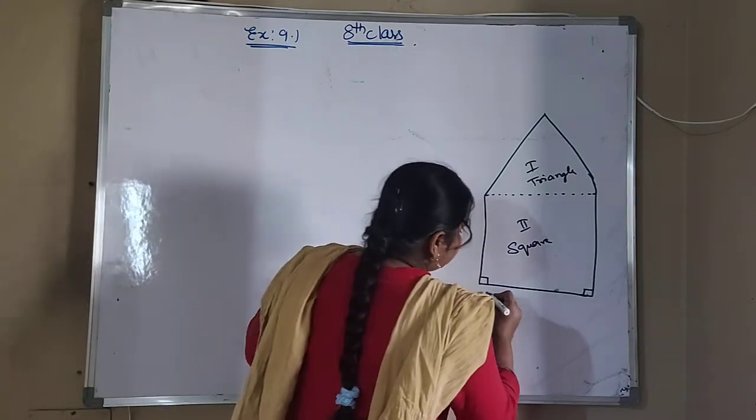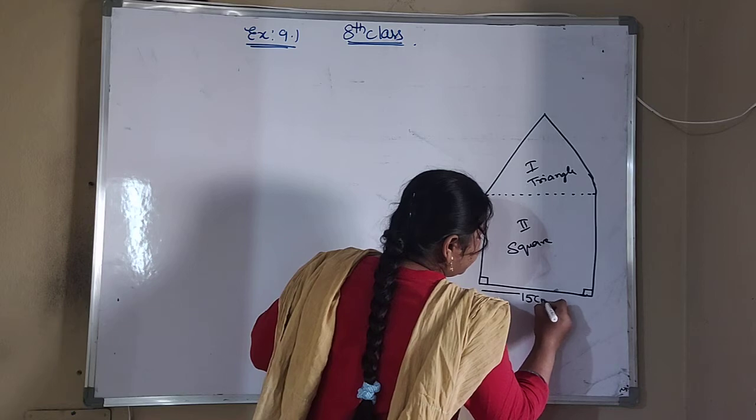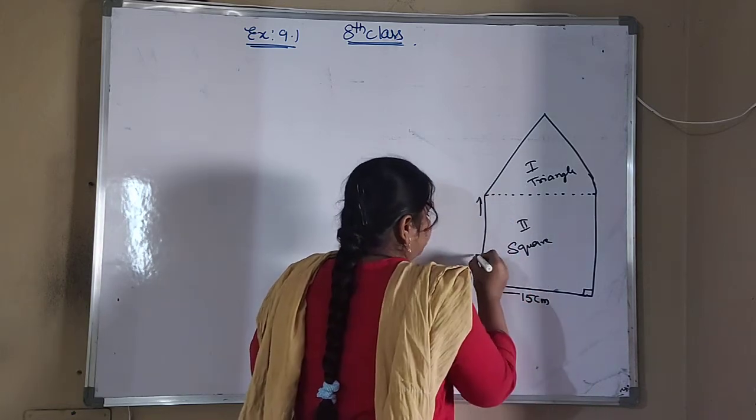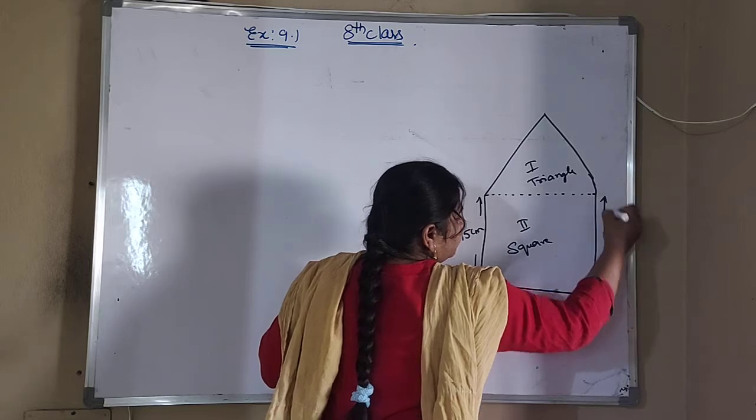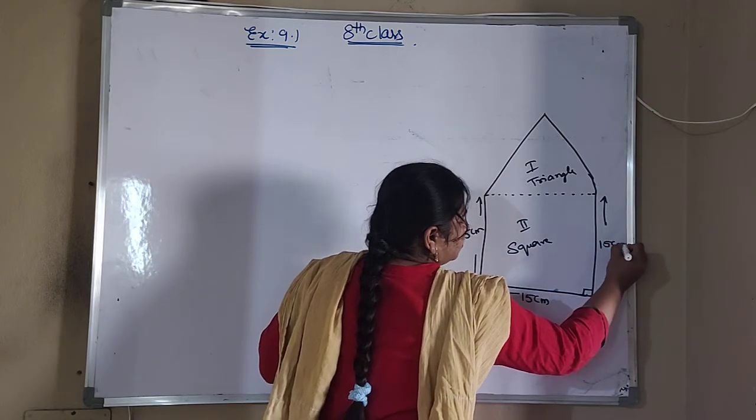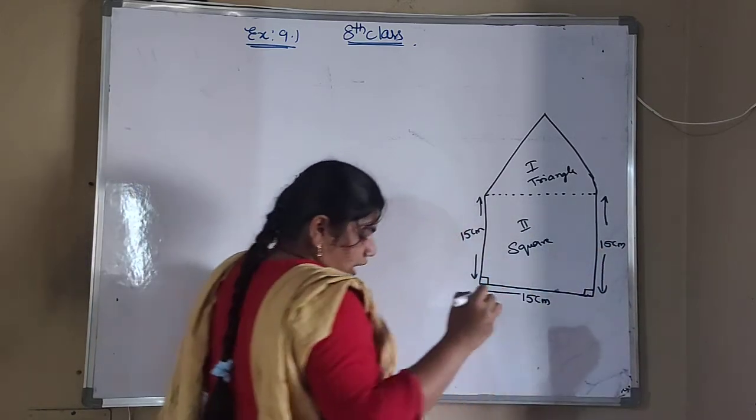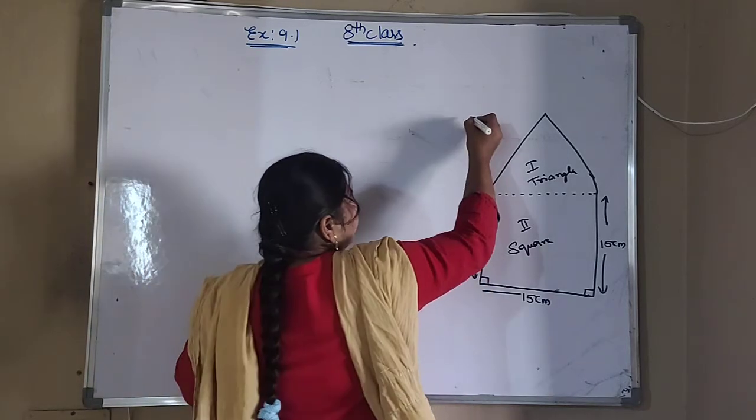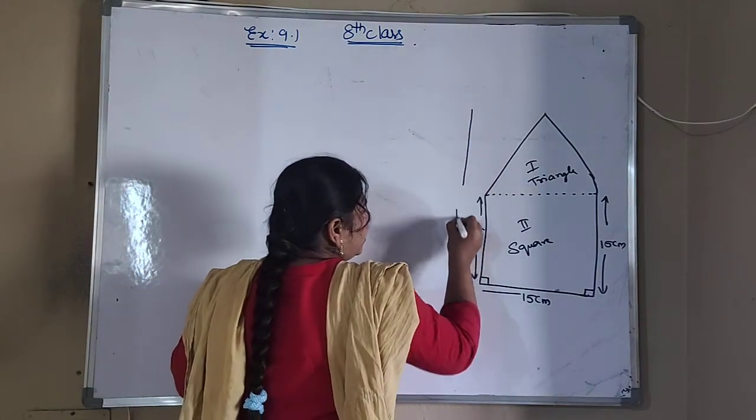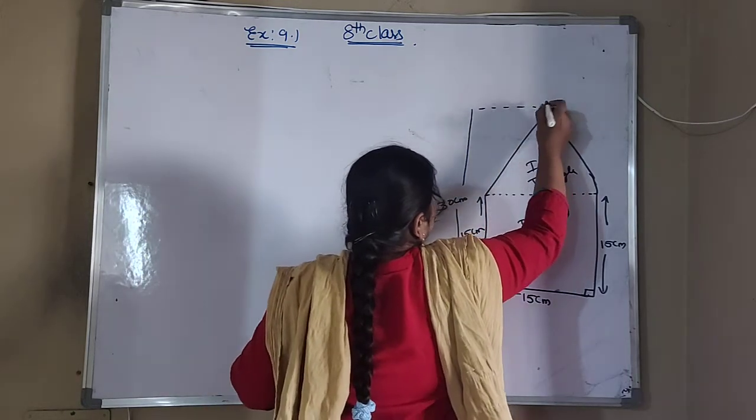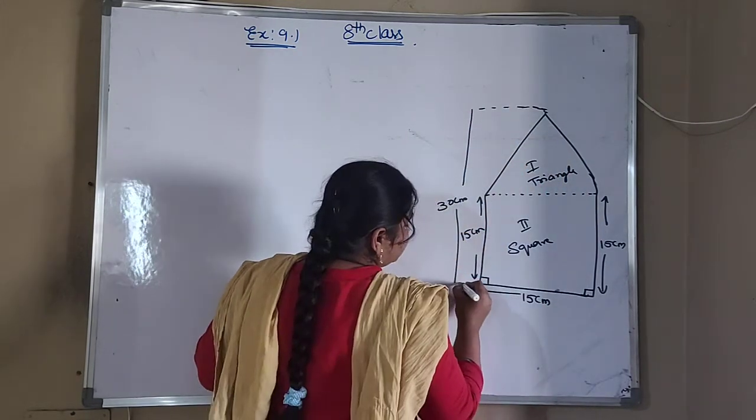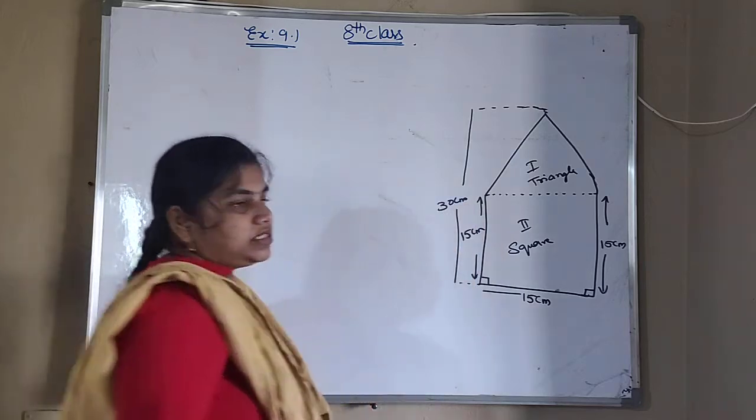So what are the values here? Here 15 centimeters. Here also it is 15 centimeters. Here also it is 15 centimeters. And the whole length is how much? From here to here the total is 30 centimeters. So from here to this part, the length is 30 centimeters.